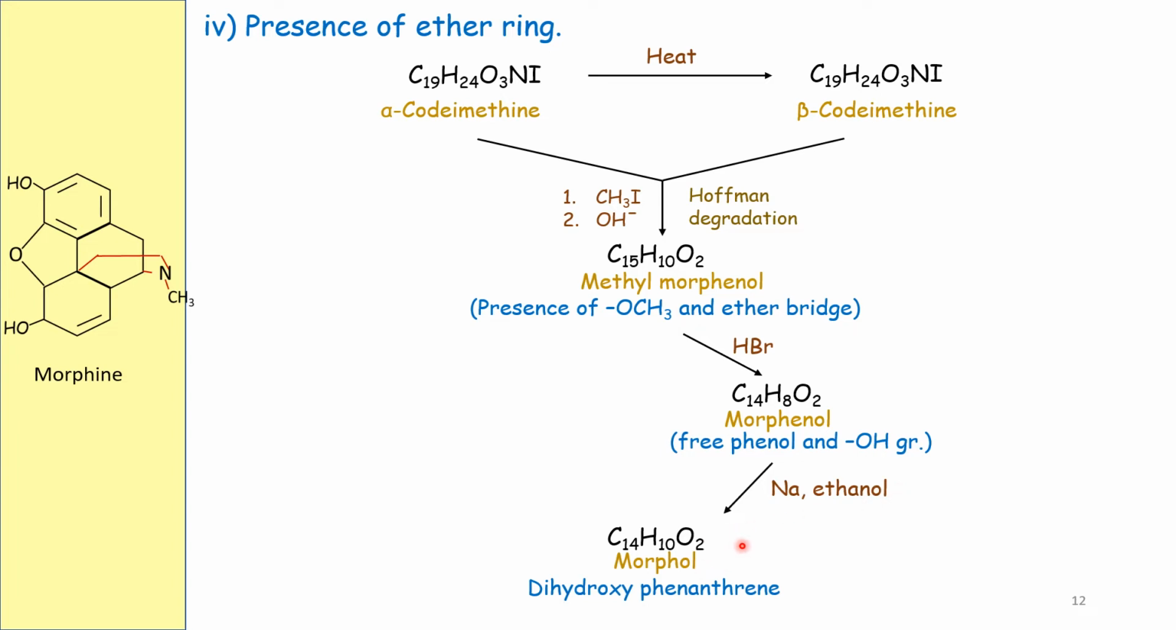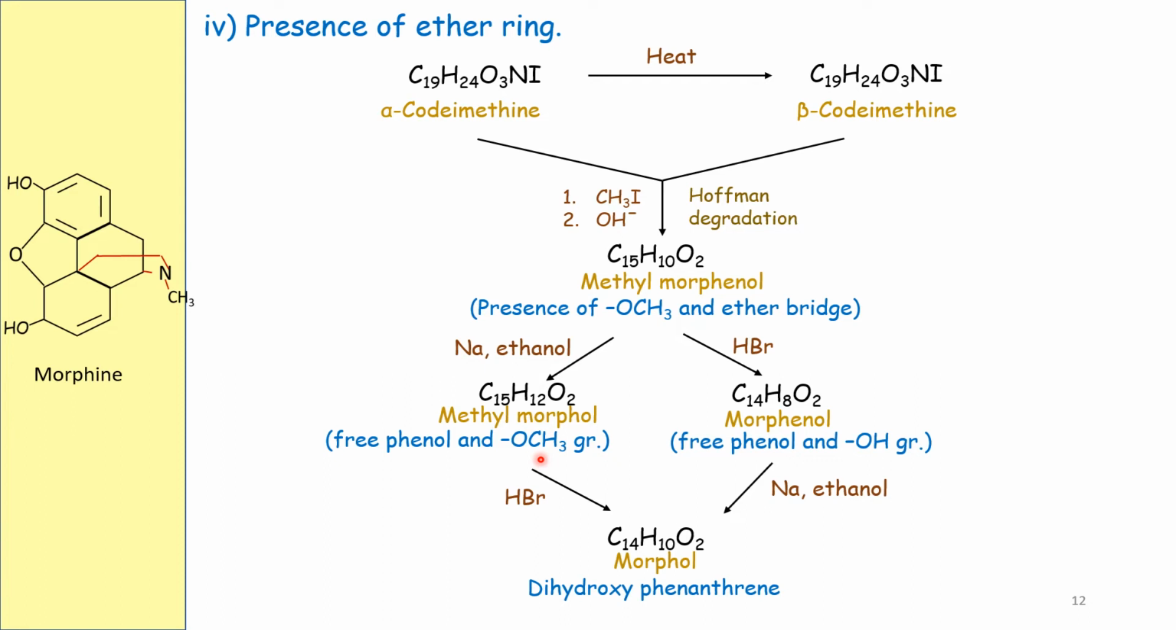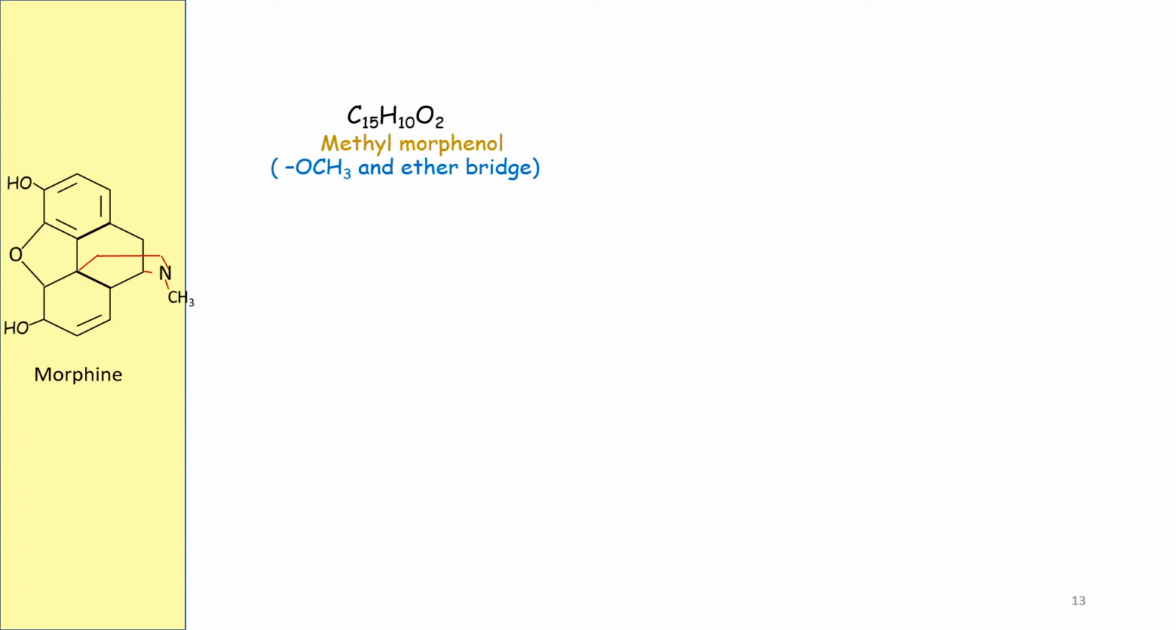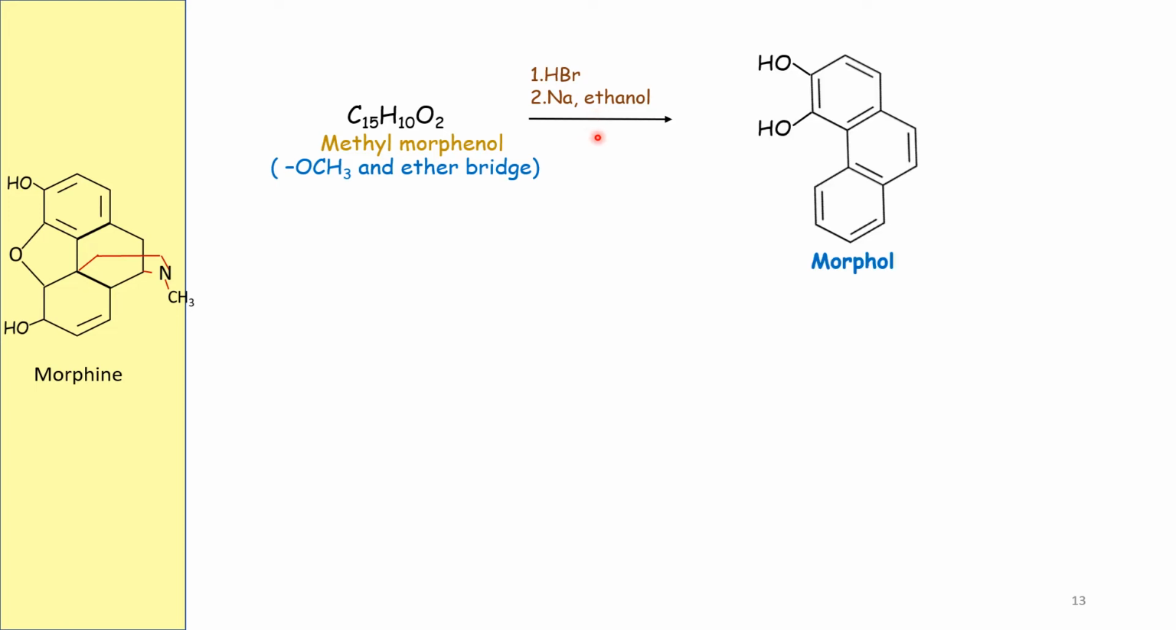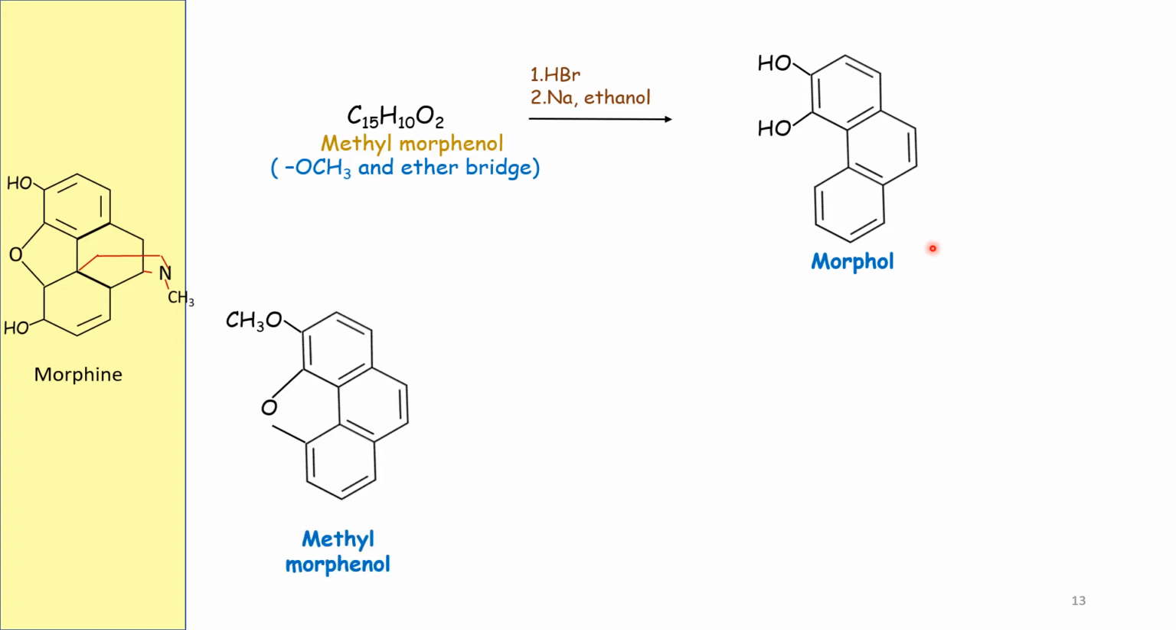The same reaction can be obtained by another route. When methyl morphenol is treated with sodium in ethanol, we get methyl morphol, which contains a free phenol and methoxy group. When it is treated with HBr, we get Morphol as the product. That reaction can be represented like this: methyl morphenol, which contains a methoxy group and an ether bridge, when treated with HBr followed by reduction with sodium in ethanol, gives Morphol as the product.